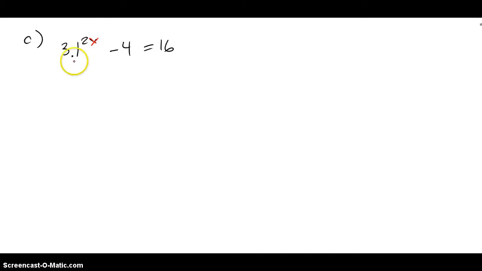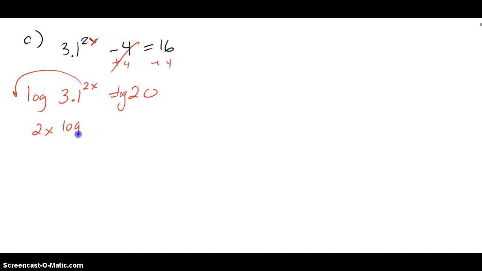Okay, part C, again, I have an exponential equation. I want to get the exponential term by itself, so I'm going to add 4 first. That's 3.1 raised to the 2x equals 20. And since I can't get the same base on both sides, I'm just going to go ahead and take log of both sides. And since this is a base 10 and that's a 3.1, they don't go away, so this guy drops in the front. And I get 2x log of 3.1 equals log of 20.